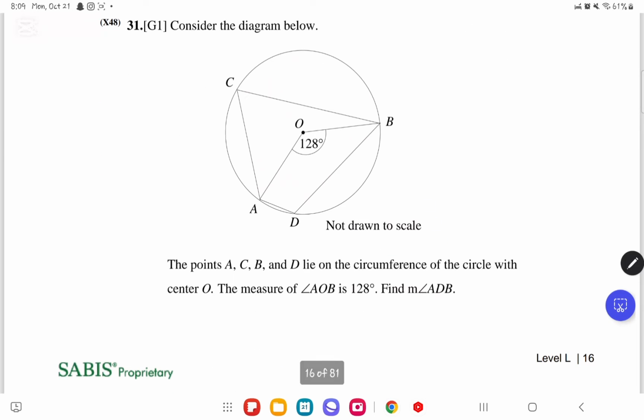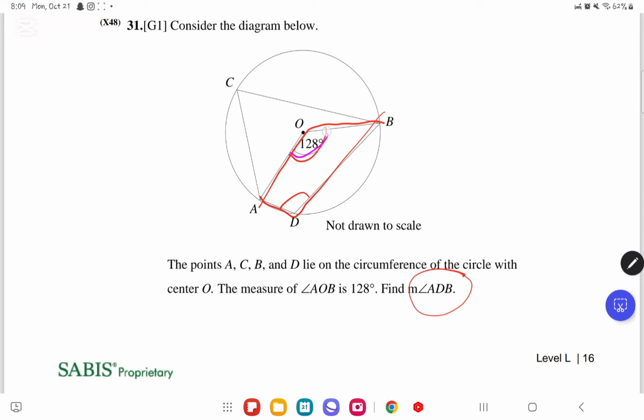Here we go. So I explained it in a different method in the quiz. My teacher explained to me another method, which I believe is much easier. So directly we see we have a central angle over here, which is 128. They need the angle of what? They need the angle of ADB. They need this one over here.